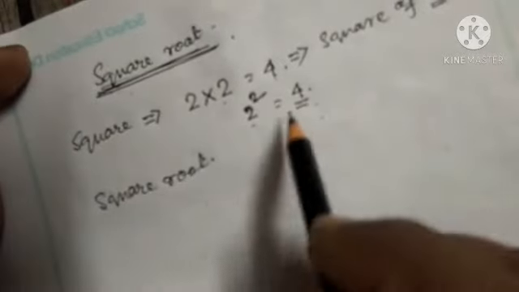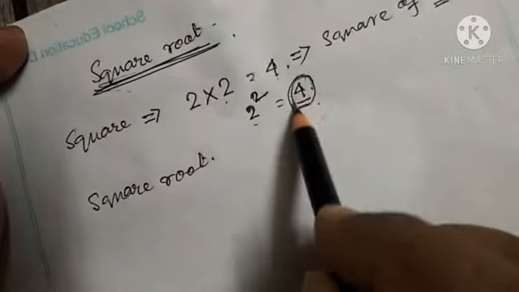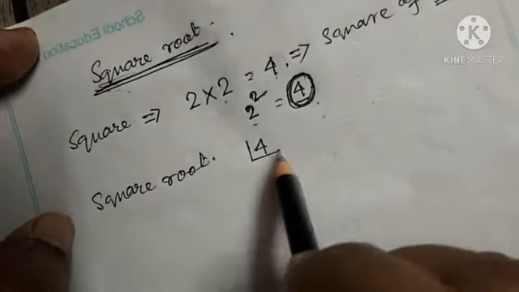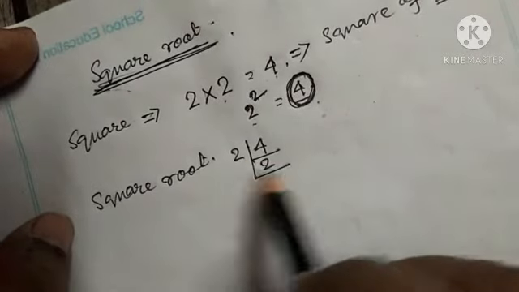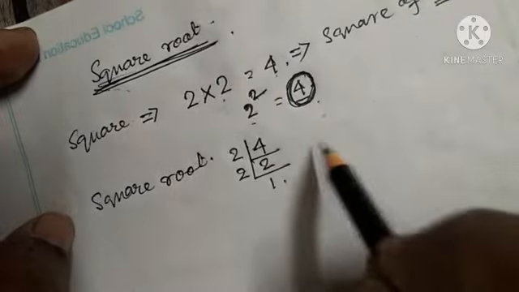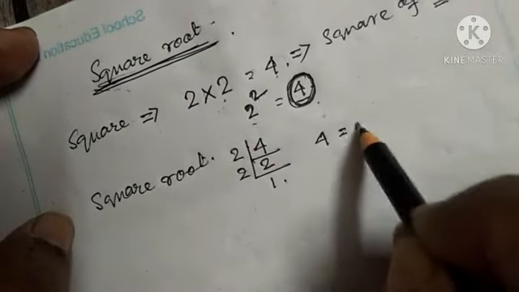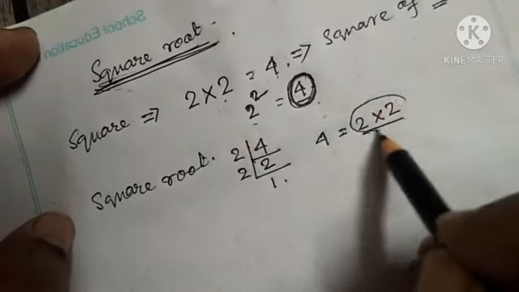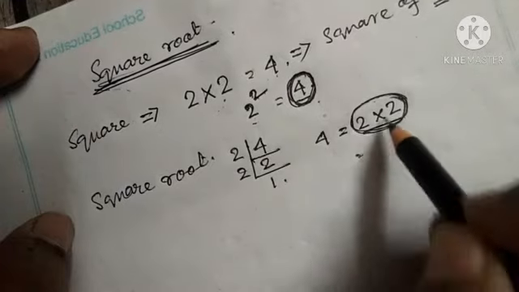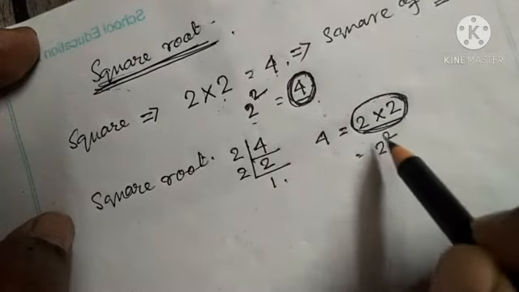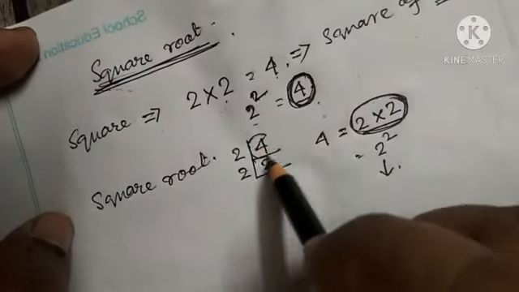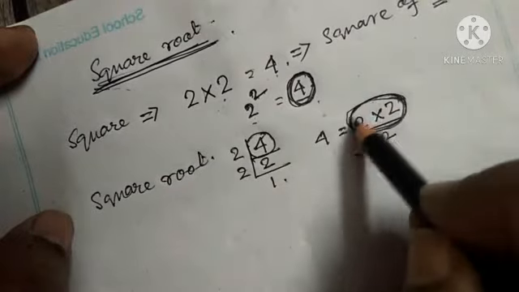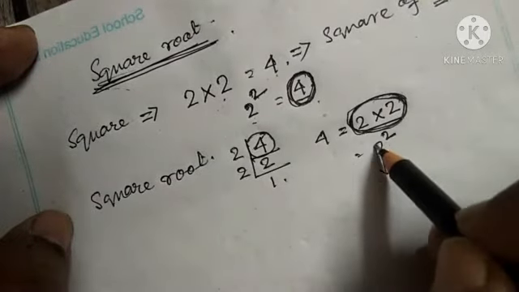Square root is the factor of 4. Factor of 4 means if we factorize 4, we get 2, 2, 1. Therefore, the factor of 4 is equal to 2 into 2. Pair number, that is 2 square. Therefore, 2 is the square root of 4. Pair number means 2 square.